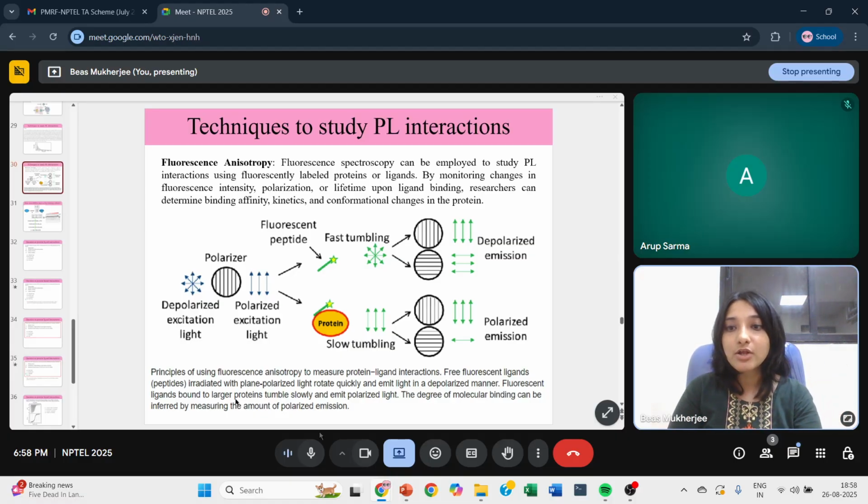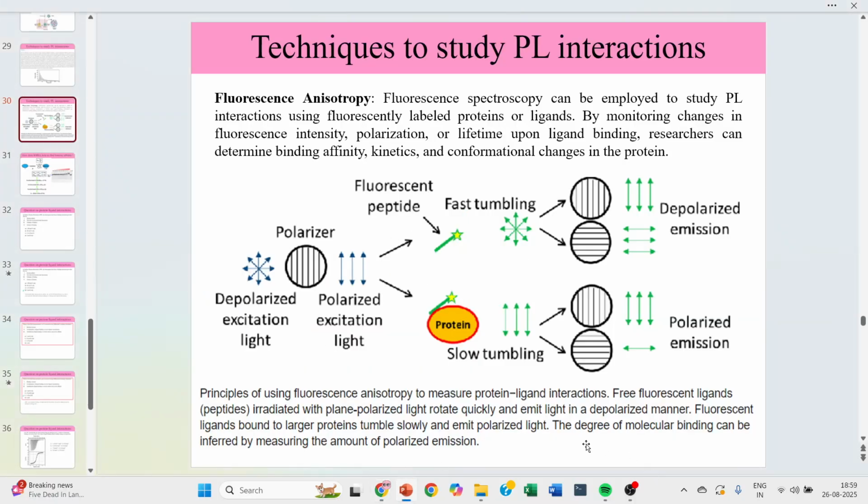Now, principles of using fluorescence anisotropy to measure protein-ligand interaction. Free fluorescent ligands or peptides are irradiated with plane polarized light, rotate quickly and emit light. So if it is a very small molecule, a small peptide, it will quickly rotate and emit light in a depolarized manner. But fluorescent ligands bound to a large protein form a big complex, which takes time to tumble and emits polarized light. The degree of molecular binding can be inferred by measuring the amount of polarized emission. This is a very simple concept. I hope you have understood.